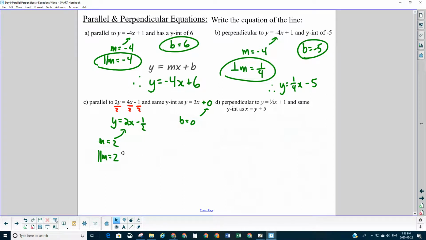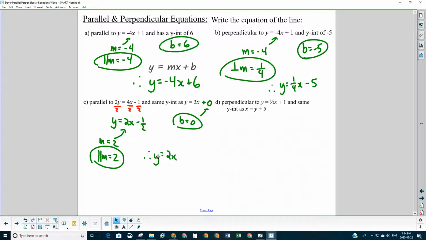So now I've got my slope and I've got my y-intercept, so I can get my equation: y equals 2x plus 0. Now I'm not going to write down the plus 0 because it's not necessary. And I've got my answer. It's just y equals 2x.